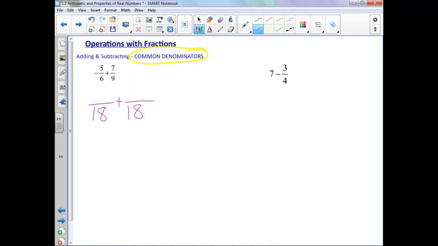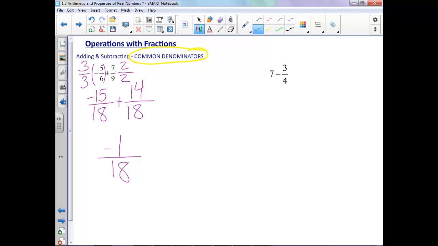So now this negative 5/6, think about what you had to multiply the 6 by to get to 18. We had to multiply by 3. So we have to do that to our numerator as well. So we'll get negative 15. On the right side, we had to multiply this 9 by 2, which means we have to multiply the 7 by 2 as well to get to 14. And now that we've got common denominators, we only have to worry about our numerator. So we'll have negative 15 plus 14 is negative 1.